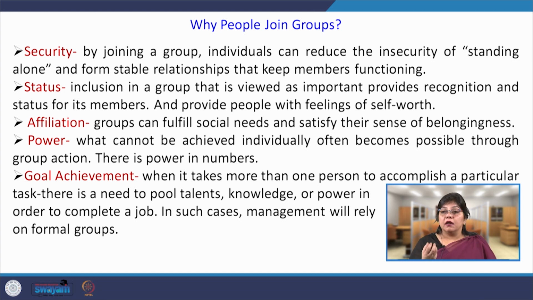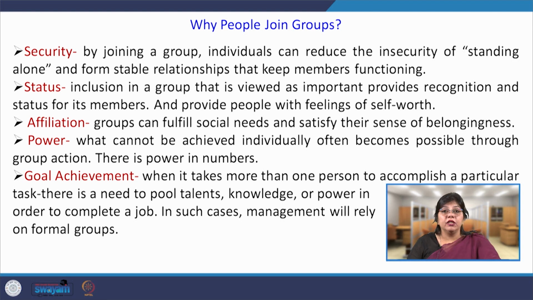That gives an individual a platform to maintain that status and raises his or her self-worth and self-esteem. The more an individual is associated with a high status group where he or she can avail maximum opportunities for personal or professional growth, then definitely that person will have a high desire to join that particular group in order to maintain a status.